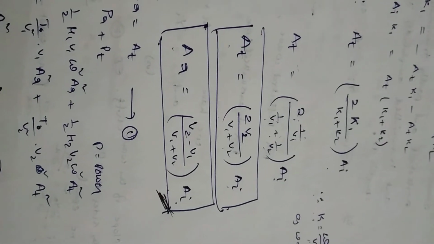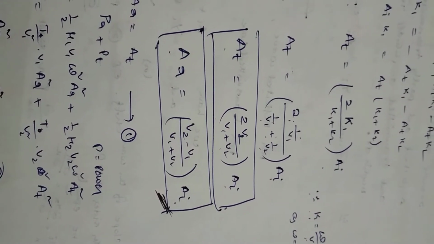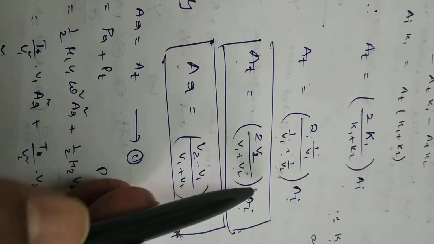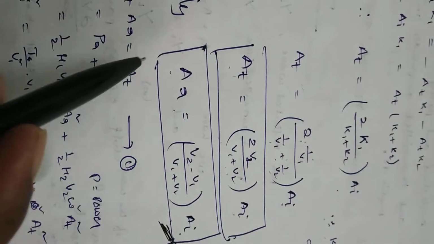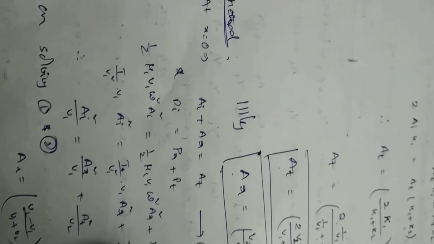Find the value of reflected and transmitted amplitudes in terms of Ai. At is equal to 2v2 by (v1 plus v2) into Ai. Ar is equal to (v2 minus v1) by (v1 plus v2) into Ai. Right? Okay. Next one, here there is a chart for us.